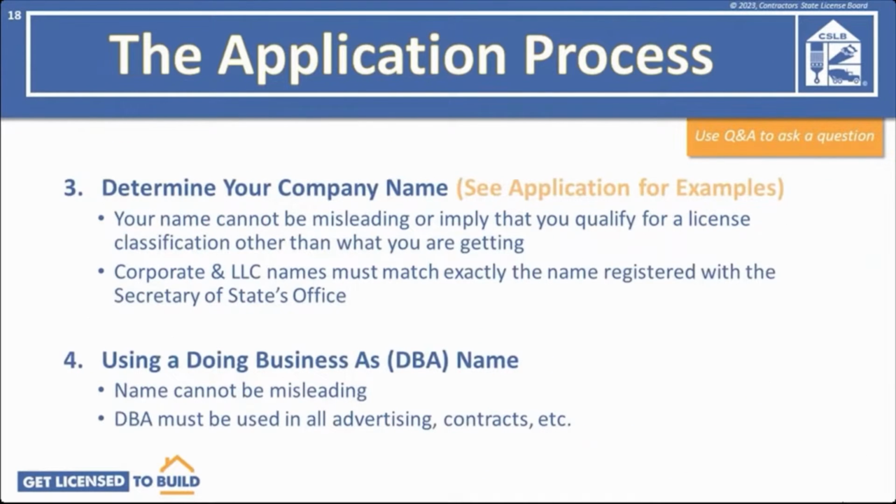The next step is to determine your company name. See the application instructions for examples. Some things to keep in mind. Your name cannot be misleading or imply that you qualify for a license classification other than what you're getting. For example, if you're going to apply for a C36 plumbing license, you cannot have a company of John Smith Plumbing Construction, Heating and Drywall.